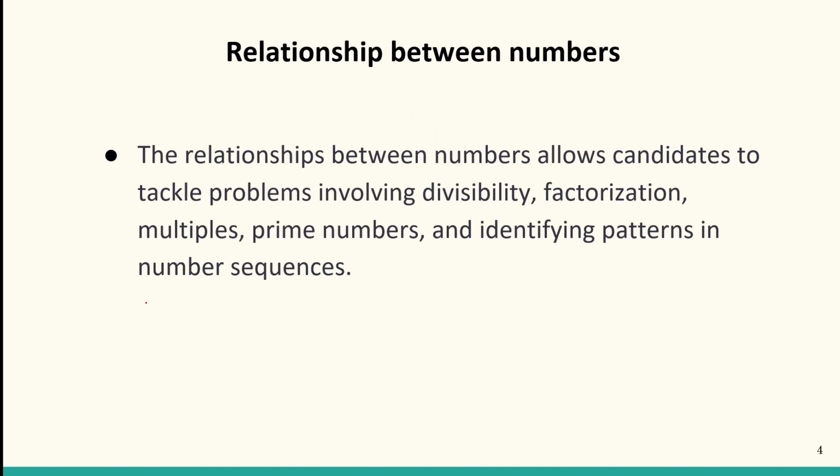The relationship between numbers allows us to tackle problems involving divisibility. Let's say, can we say that 6 is divisible by 12? 6 divides 12. Can we say this? That is when the relationship between numbers comes into the picture. Factorization, multiples, prime numbers, these are very important topics. Identifying patterns: in order to find patterns, what you need is numbers and the relationship between them.